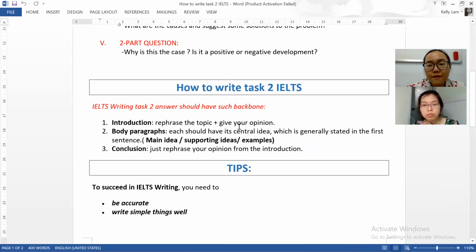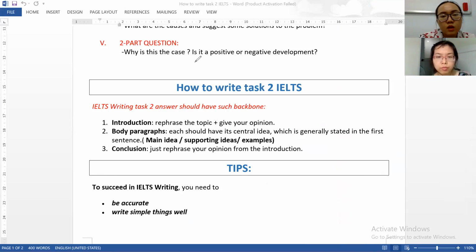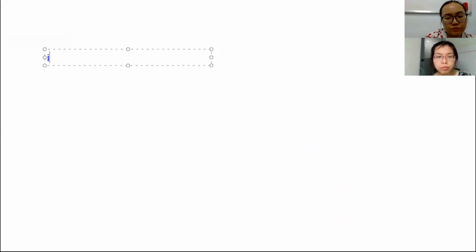So every task, every essay, they have the same backbone. Okay, have the same outline. And for the introduction, you will have to rephrase the topic and give your opinion. Okay, so I'll show you the table. Okay, so always you will have your intro.